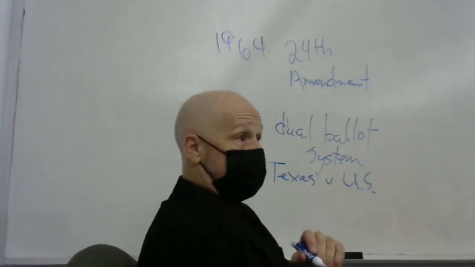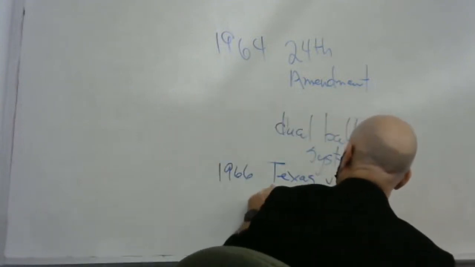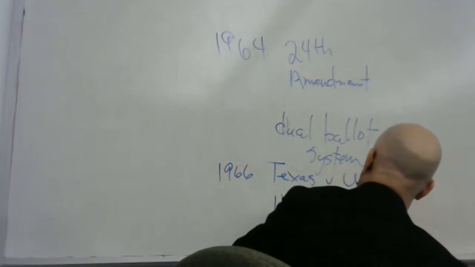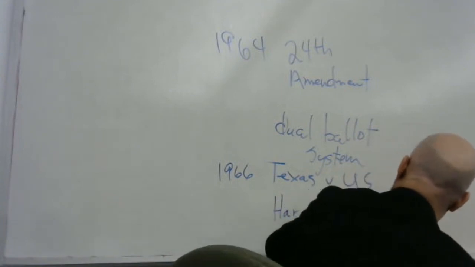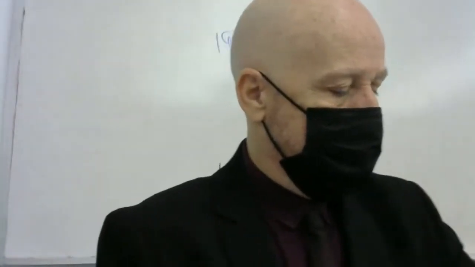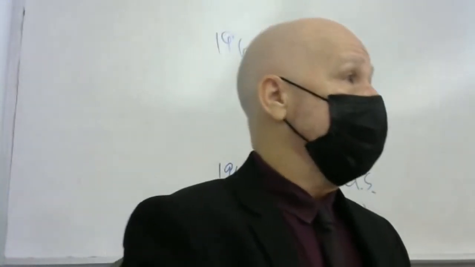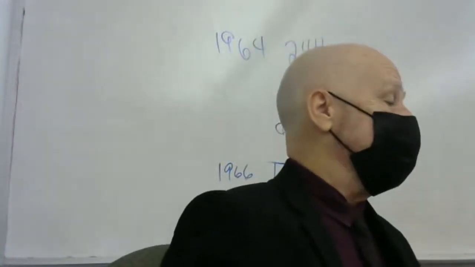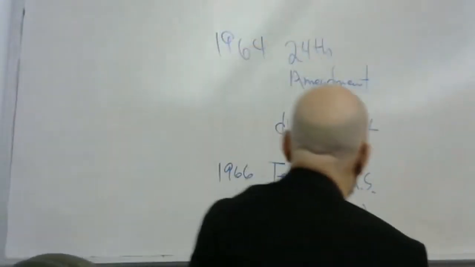In 1966, two years later, the United States Supreme Court hears two cases, one coming out of the state of Texas and the other coming out of the state of Virginia. I'm just going to abbreviate here: Harper versus the Virginia Board of Electors. In both of those cases, the Virginia system and the Texas system were very similar, the dual ballot system. And in both of those cases, the Supreme Court said that the dual ballot system violates the 14th Amendment Equal Protection Clause.